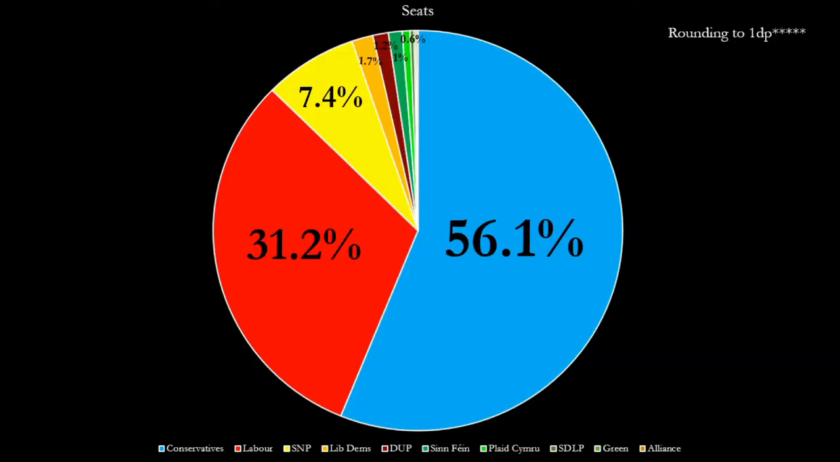Labour 31, SNP 7, and so on and so forth. Tiny parties next. Pretty decisive stuff. This will enable Boris Johnson to get Brexit done. As he said, this was the purpose of the general election, and it looks like it's going to pay off. 56% of the seats gives him a lot of leeway, given a lot of disagreement within the Conservative Party, for him to get Brexit done.